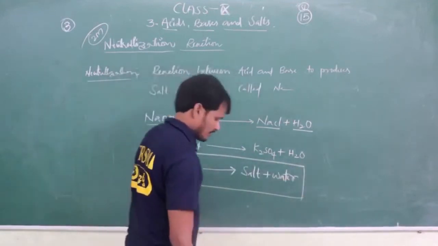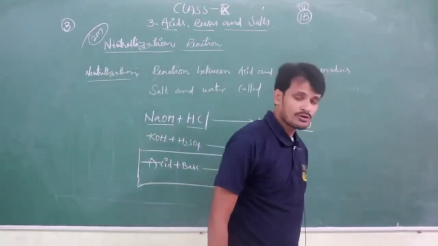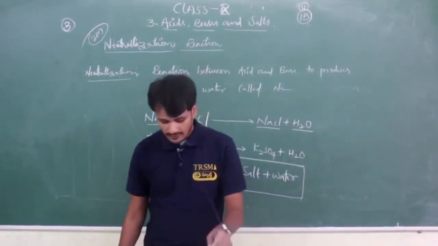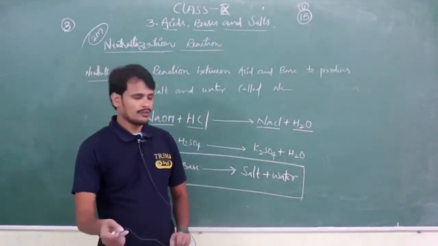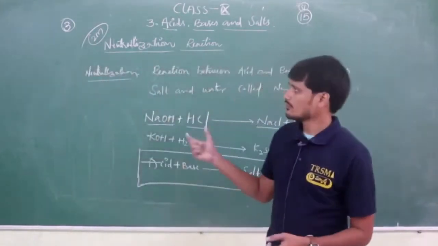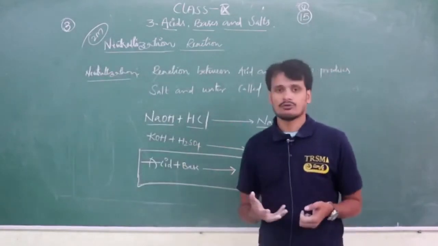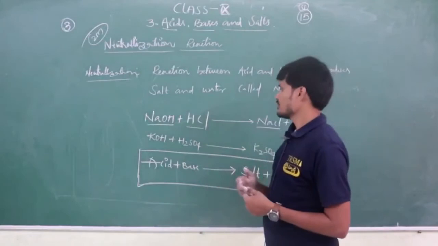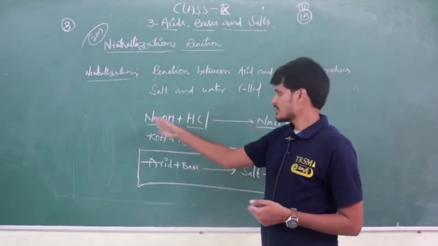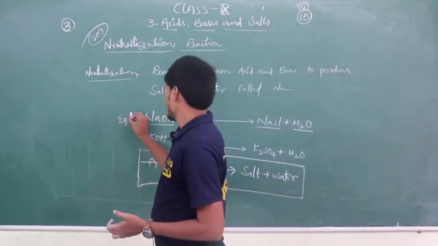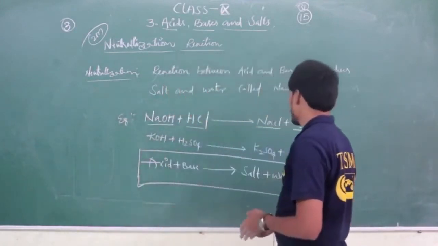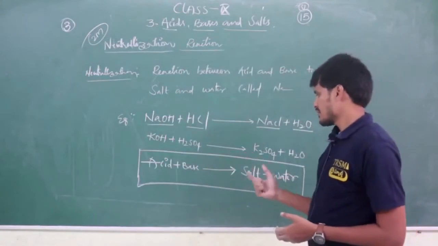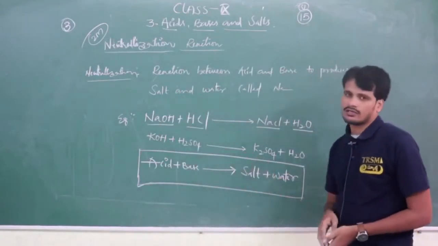This is about the neutralization reaction. Very simple. Whenever a question comes in the examination, such as what is a neutralization reaction, give one example. Explain with one example. First of all, define: the reaction between acid and base is called a neutralization reaction. In that reaction, salt and water are produced. Take one example: NaOH treated with HCl gives NaCl plus H2O, and write the general formula: acid reacting with base produces salt and water.